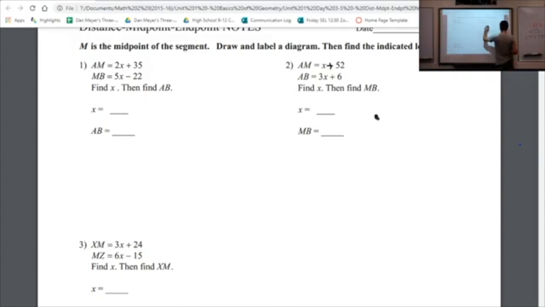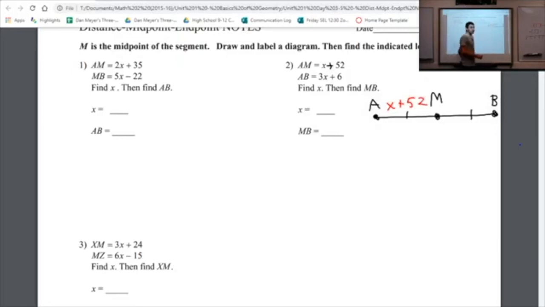Let's draw the diagram. Here's A, and here's B. And I'm going to put M as my midpoint. Remember, midpoint means it goes exactly in the middle. So those pieces are going to be the same. They're going to match. And now we're going to label those pieces. So we have x plus 52 for A to M.